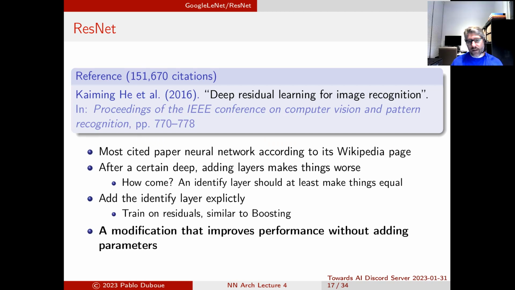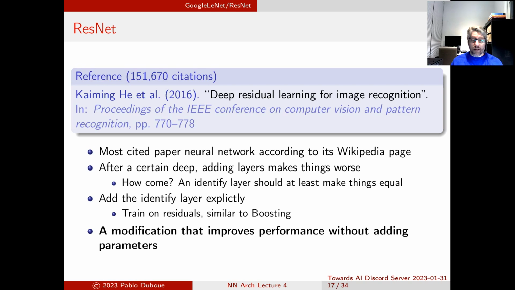The other one is the residual networks. One of the interesting things about preparing for these lectures is that I was aware of residual networks before, but I realized after reading the paper that I hadn't really captured their true importance. Well, the community definitely captured the true importance. According to the Wikipedia page of this paper, it's the most cited neural network paper. It has 151,000 citations, so that sounds like it may be the case.